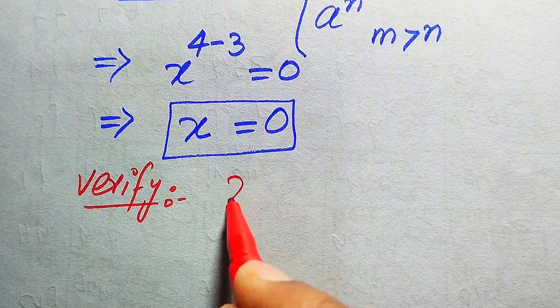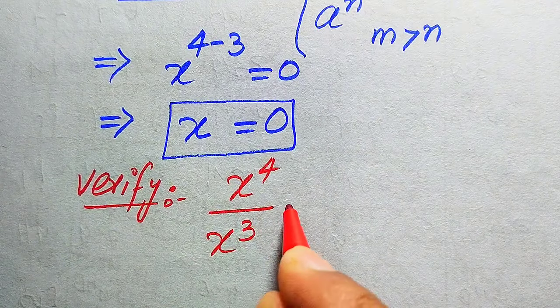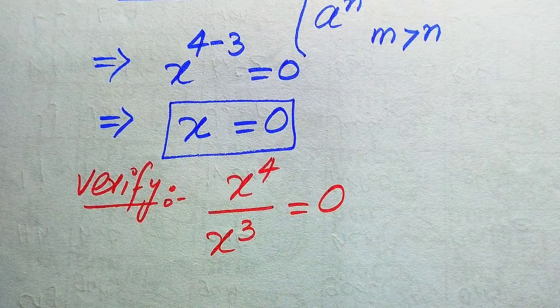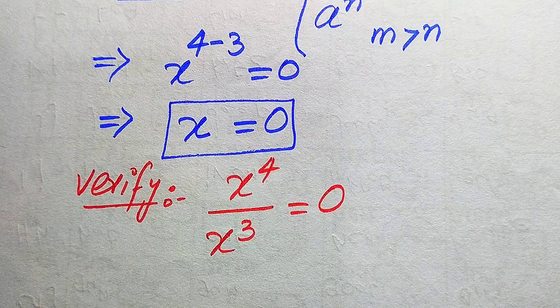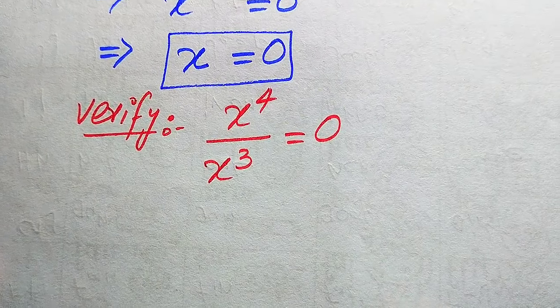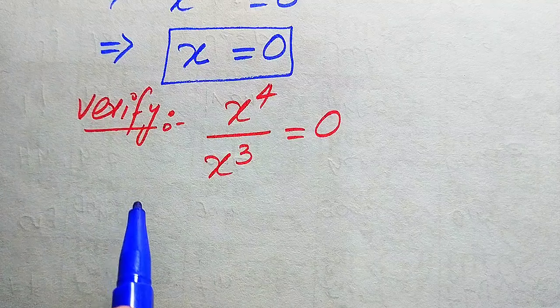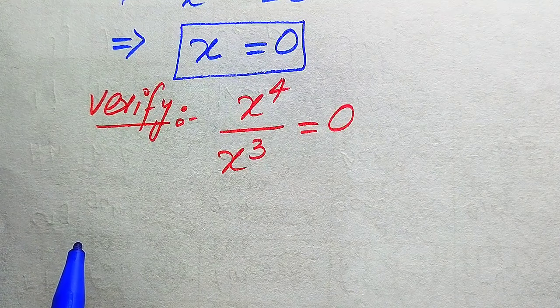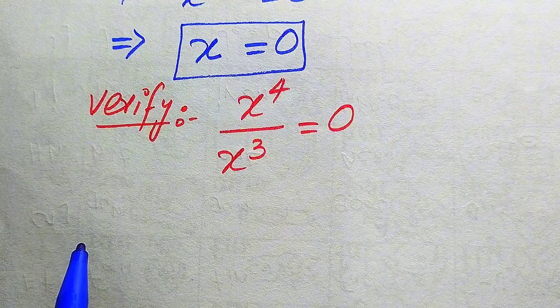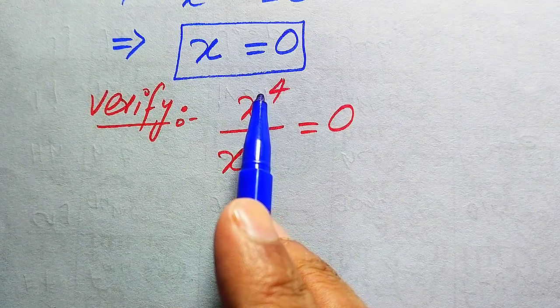For this we need to copy down the given question statement. Here it is x to the power of 4 divided by x cubed, and this whole equation is equal to 0. First I will explain the difference between a solution and an extraneous root. The roots which satisfy our given question statement are called solutions, and the roots which do not satisfy our given question statement are called extraneous roots. So here we check whether x is a solution or an extraneous root.